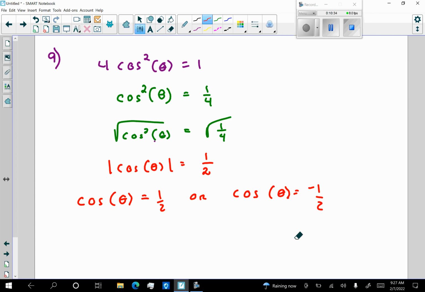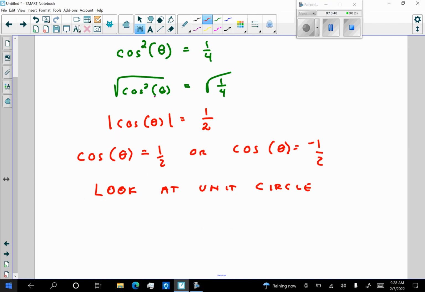What is the step now, Mary Beth? What do I do now, Mary Beth? So now, Mary Beth said to look at the unit circle, and now we want to know the thetas such that the cosine of theta is going to equal 1/2.